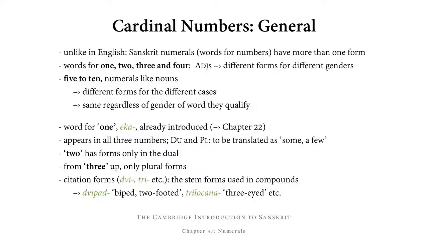The citation forms that you'll find for these numerals, eka, dvi, tri, and so on, are the stem forms that are used inside compounds. So, for example, on the basis of dvi, we get words such as dvipad, i.e. a biped, something that is two-footed, trilochana, meaning three-eyed, and so on.